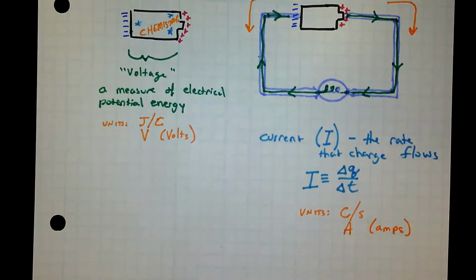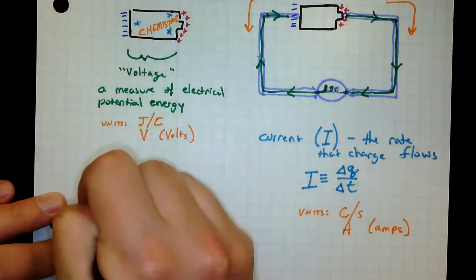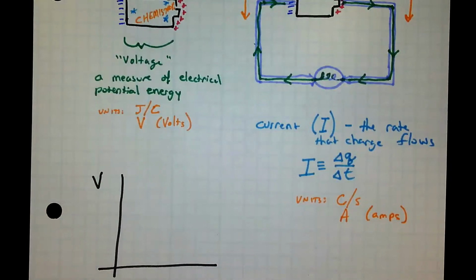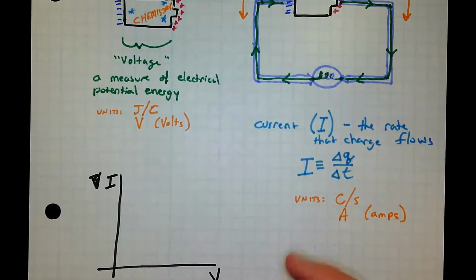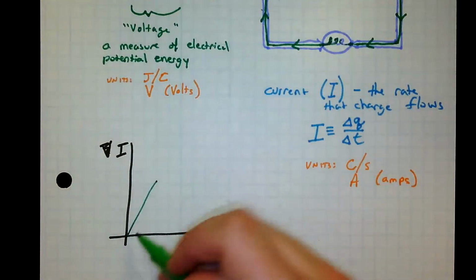So now I want to look at what we saw in the lab. We saw in the lab that if I graph my voltage, sorry, I did that backwards. We graph current on the y-axis. So I graph current against voltage here. So if this were perfect, we'd have something like this.